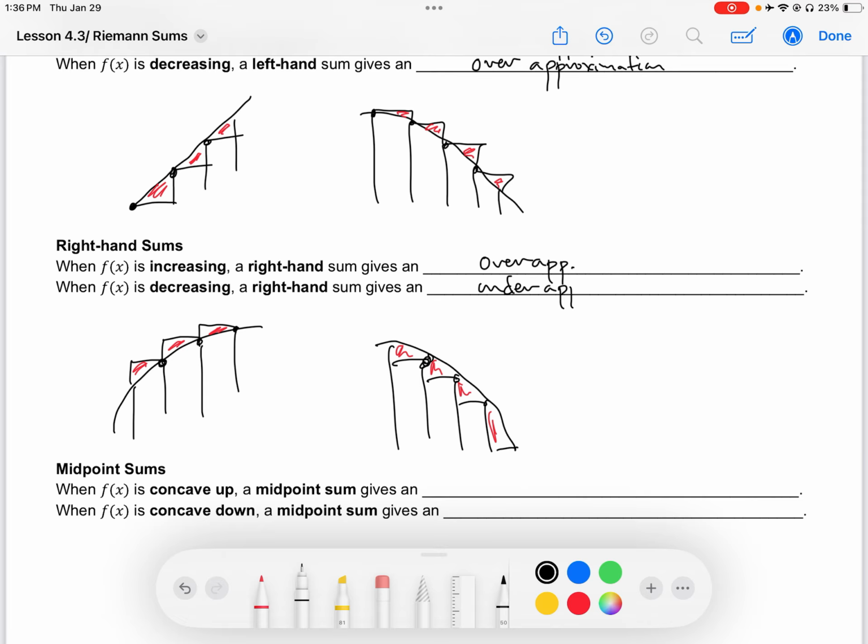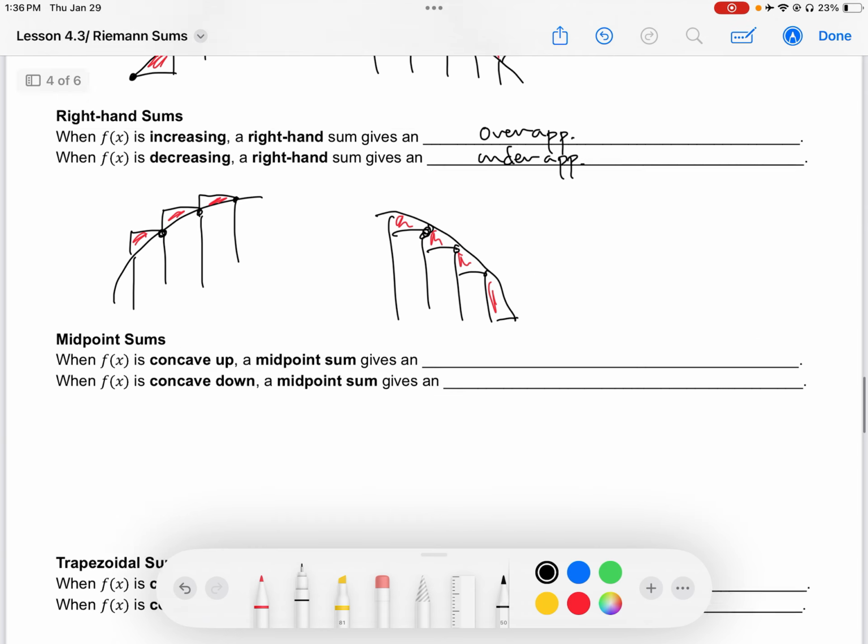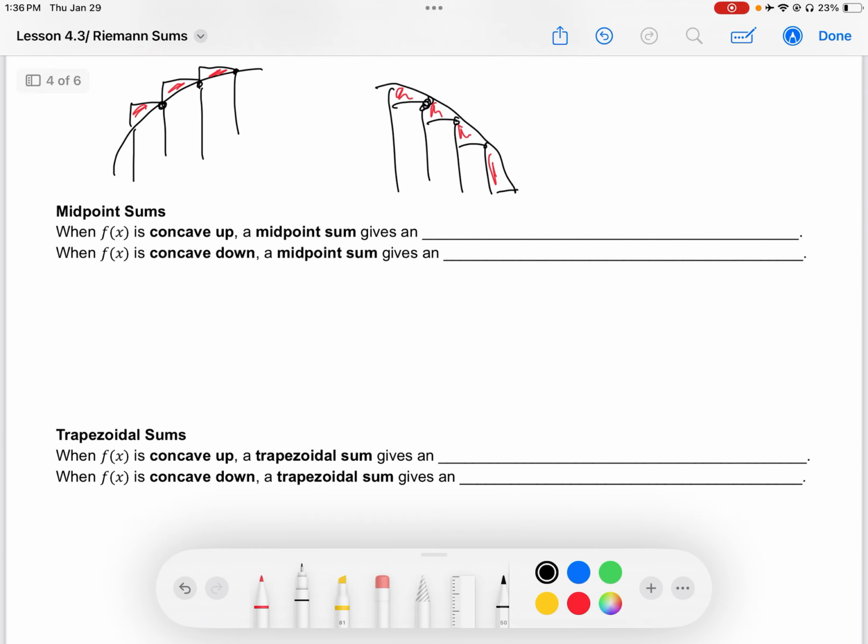Again, do not try and memorize this. I don't have it memorized. I just am able to sketch it out and figure it out. Midpoint sums are a little bit on the tricky side. It has to do with concavity.